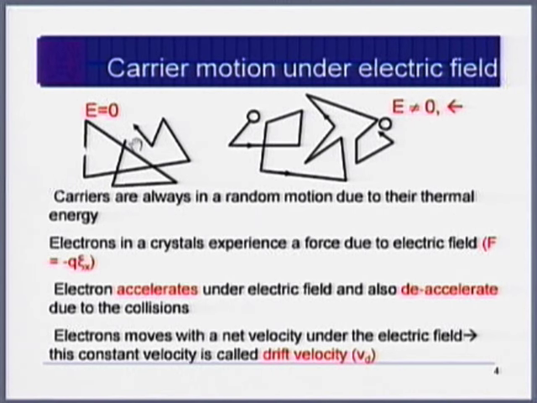In a semiconductor, when there is no electric field applied, E equals 0. By the way, I'm sorry, this symbol E is not the potential energy E that we draw, right?